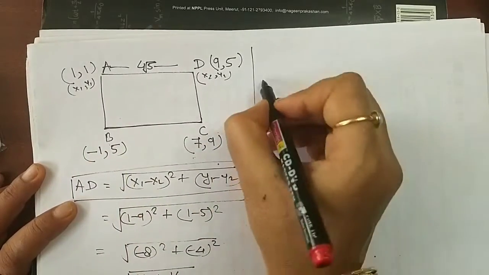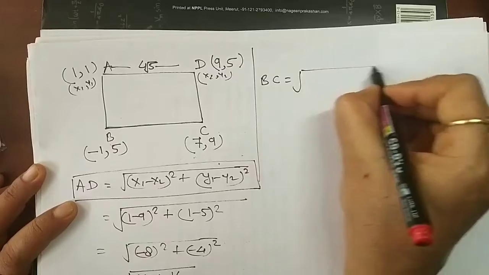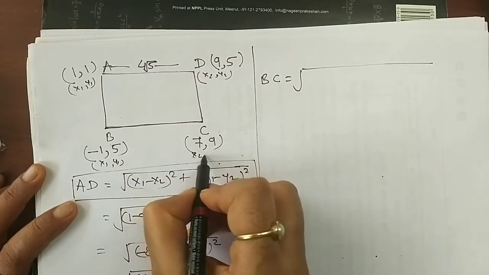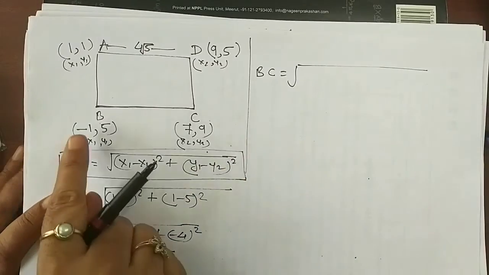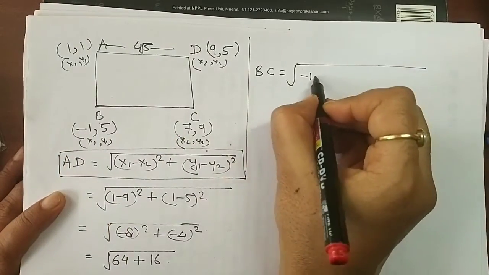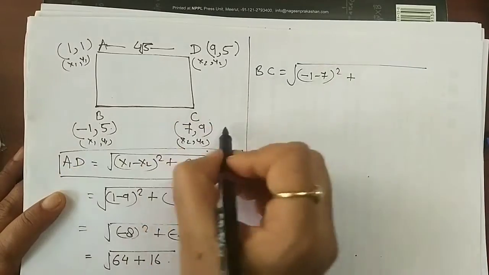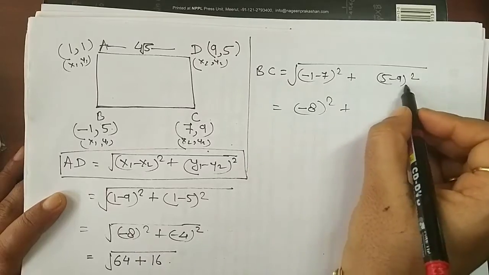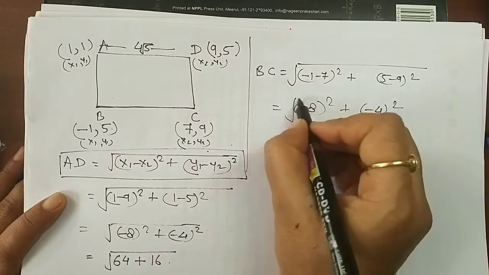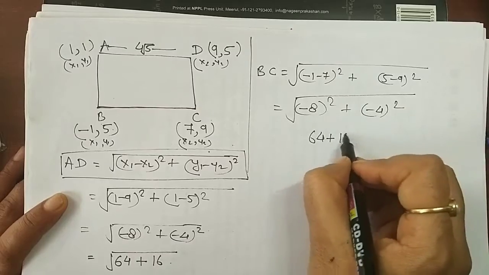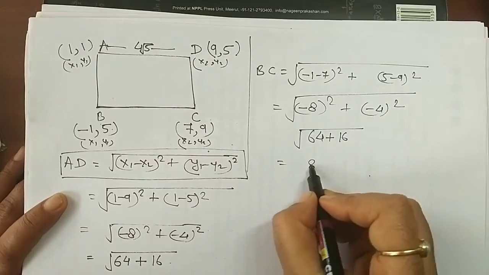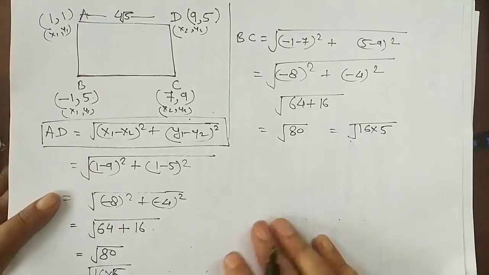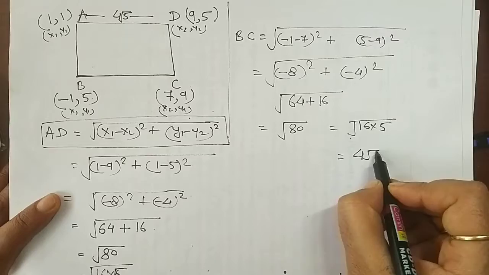Okay, because I want to see whether they are equal or not. So for BC, under root, let me take this as x1 y1 for the time being and x2 y2. So x1 minus x2, so minus 1 minus 7 square plus 5 minus 9 square. So this is minus 8 square, 5 minus 9 is minus 4 square. So what I am getting is 64 plus 16 root, which is nothing but root of 80, which again I can write this way. And root of 16 is 4 root of 5.